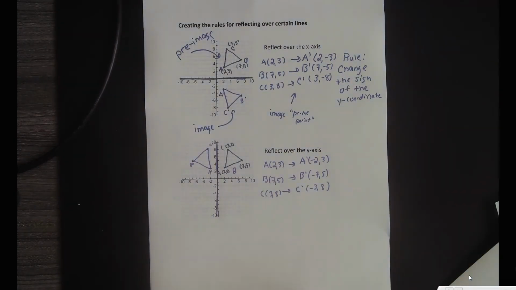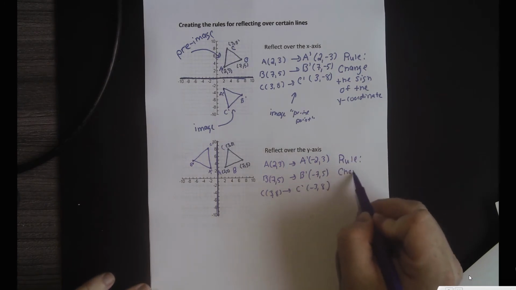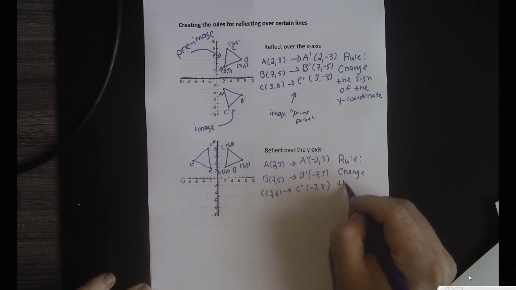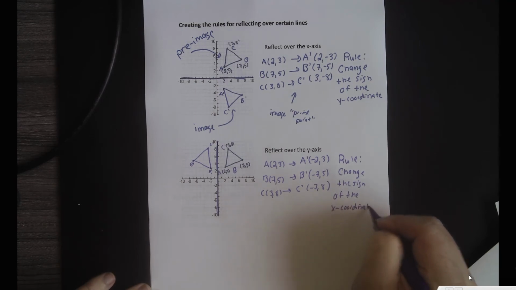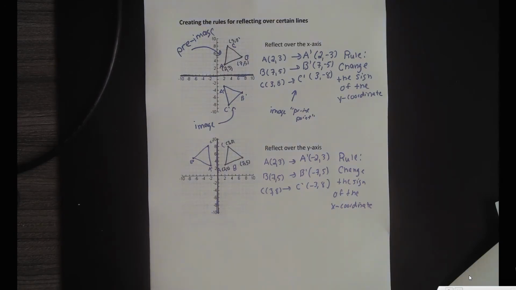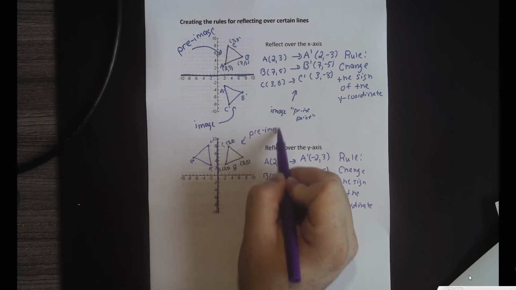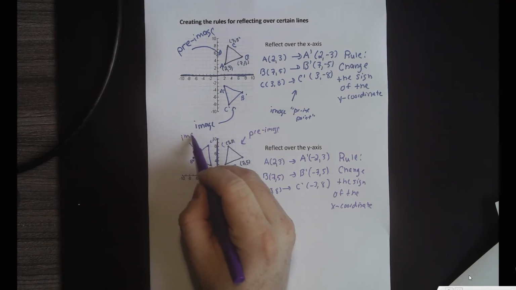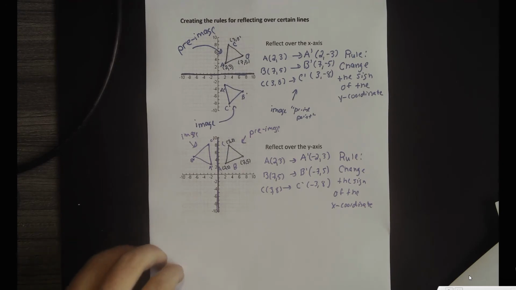Okay, and so what happens here? Well, the rule is we're going to change the sign of the x-coordinate. Again, this is my preimage, and this is my image. Okay. So, reflect over the x-axis, you change the sign of the y. Reflect over the y-axis, you change the sign of the x.